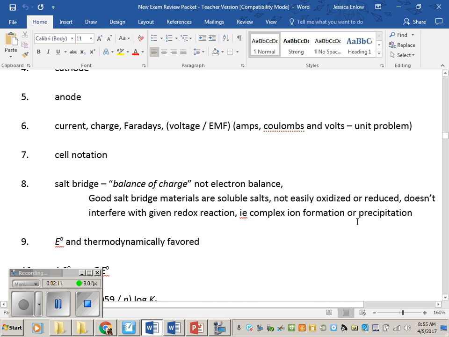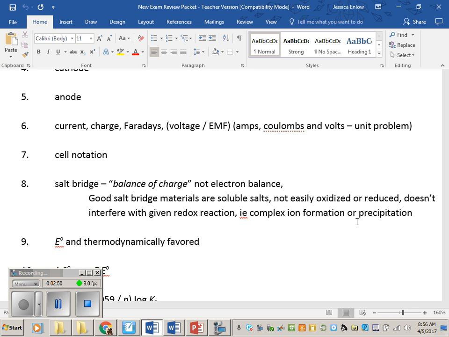Okay. So cell notation, you guys feel okay with? It's like the lines. So how do you write it? So let's say this was like aluminum. Okay, so what would that cell be? Aluminum, and then aluminum 3 plus, and then what is this? Hold on, what's this double line representing? The salt bridge. That's there now, okay, and then Cu2 plus.